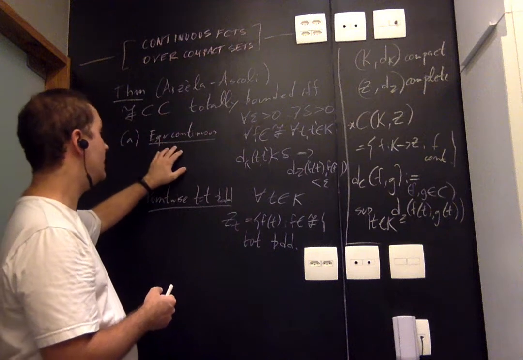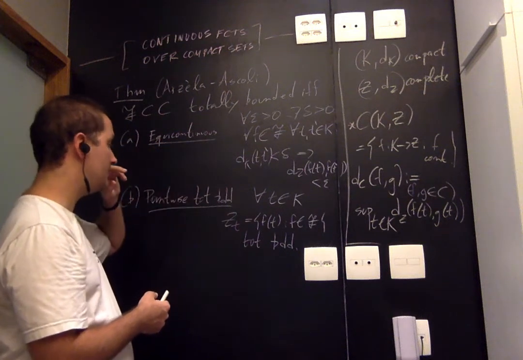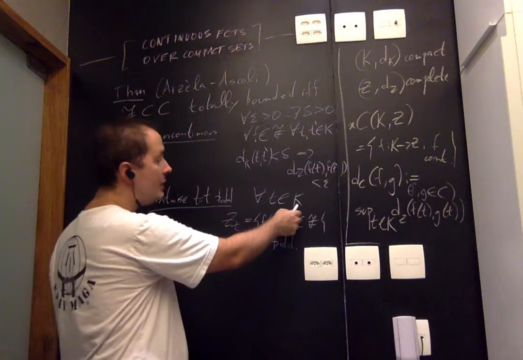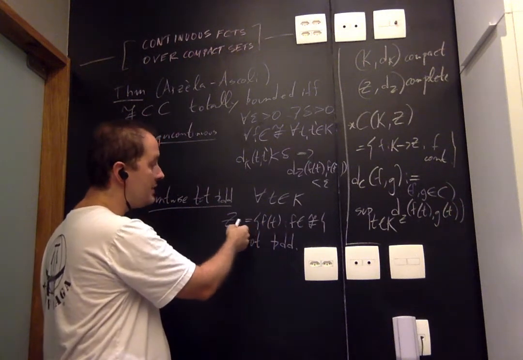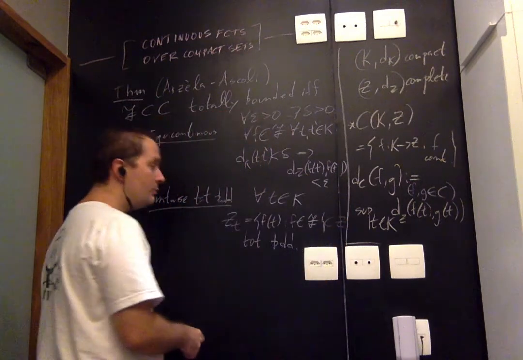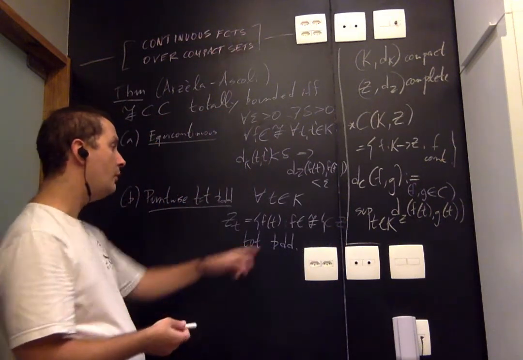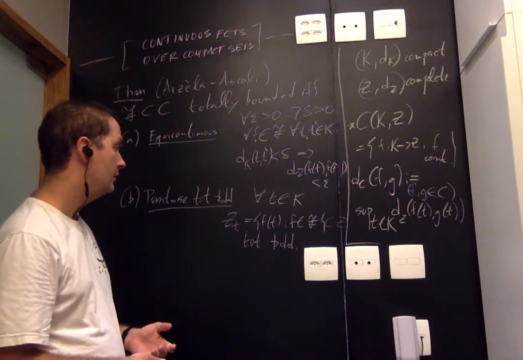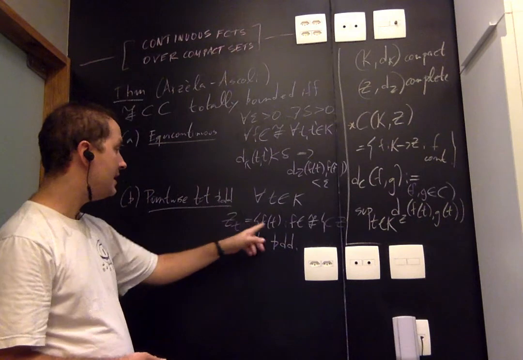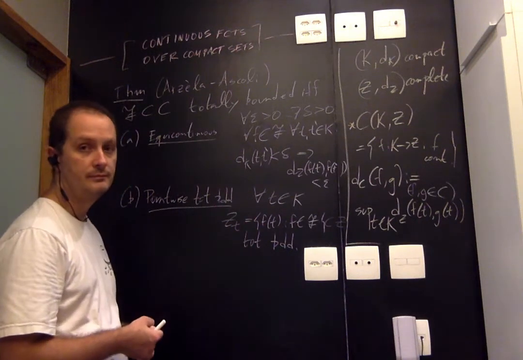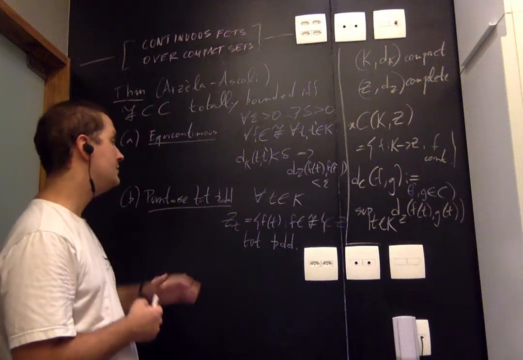Okay, that's item A. Item B is being pointwise totally bounded. What does it mean, right? So for each point in the domain, I have these points in the codomain, right? There's a subset of Z, which I just compute f of t for all f in my family of functions, my collection of functions. And I want these sets to be totally bounded for all t in K. That's what being pointwise totally bounded means.